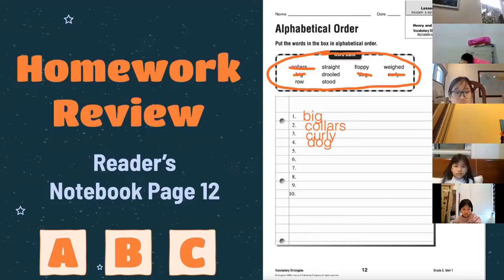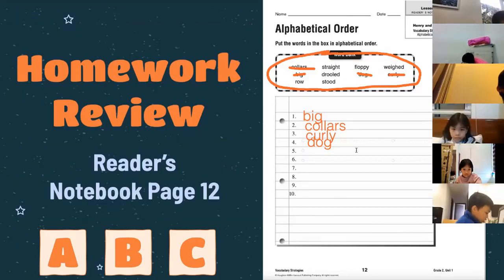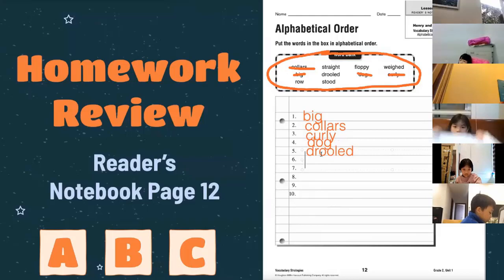The next word. Can I have Vivian? Can you find our next word in ABC order after dog? Floppy. So we're still looking for any more D's. So we have a B, C, C. Very good. Drooled and then floppy. Very good. We have drooled and then floppy.